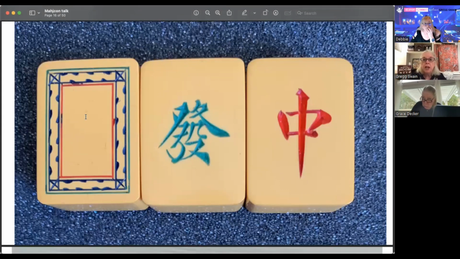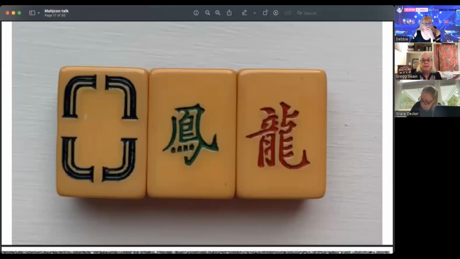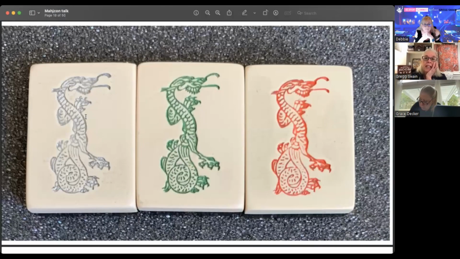So luckily, because they were running out of bone in China, something came on the market, which was plastic. This is a type of plastic called Chinese Bakelite that could be carved. And then, of course, they started mass producing things. These are some tiles made by the Mah Jongg Sales Company. These were mass produced tiles, and this is really what started happening probably in the 30s, maybe late 20s, early 30s.